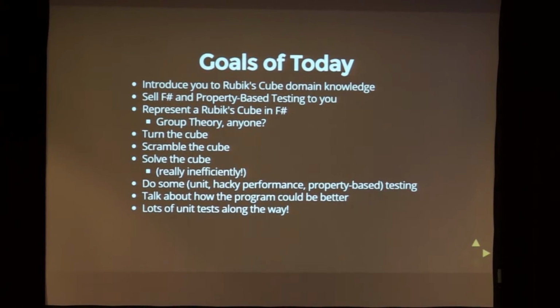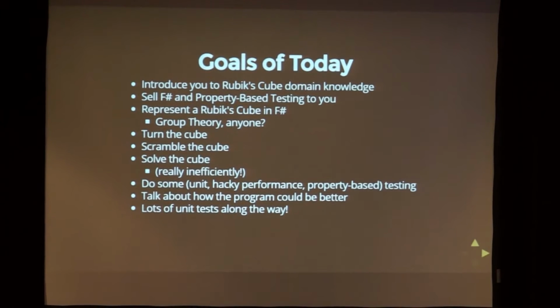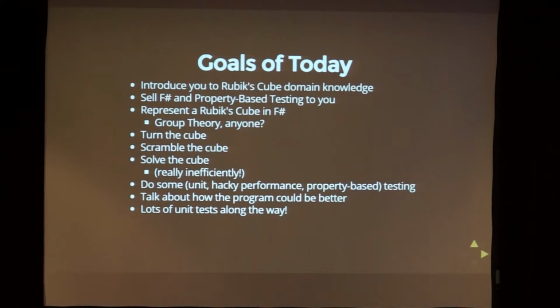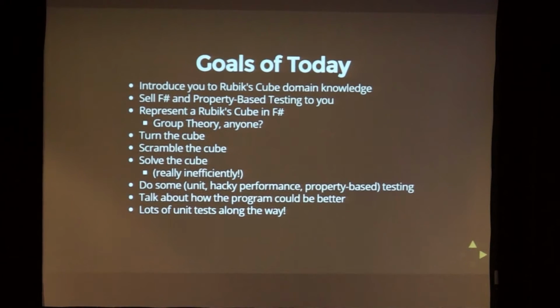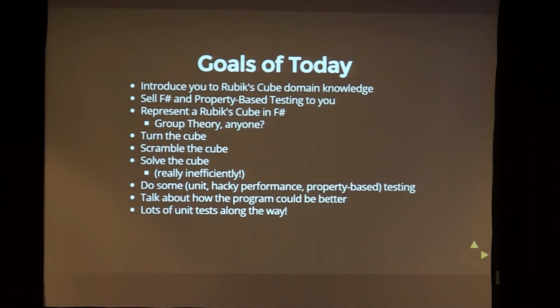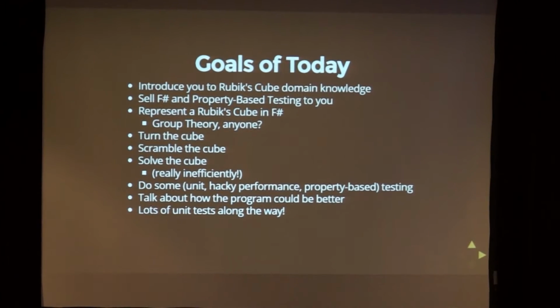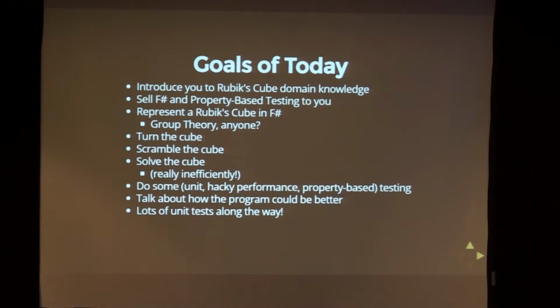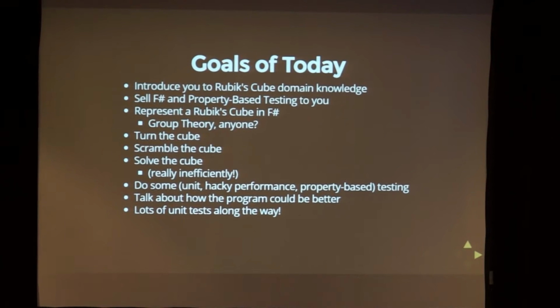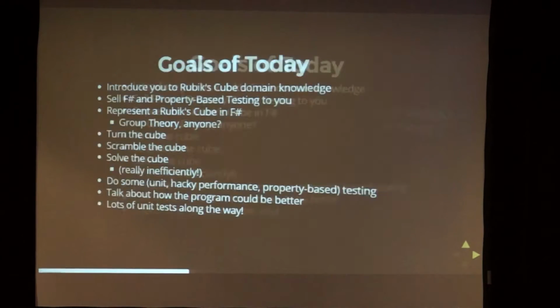We're going to turn the cube. We're going to scramble the cube. We're going to solve it really inefficiently, do a bunch of testing along the way, and I'll try to claim that F# is better for testing both C# code and F# code than C# is. And we're going to talk about how the program could be better if this was a 2-hour or 3-hour long session. And again, we're going to have a lot of different tests along the way.